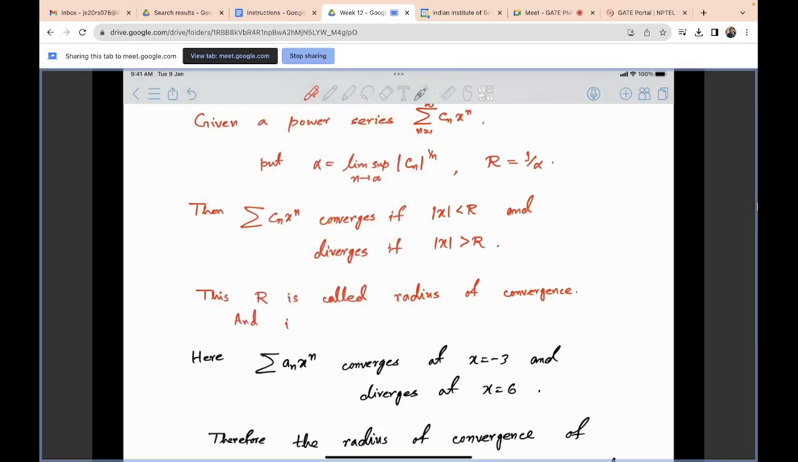The interval of convergence is minus r to r, because at the point r we don't know. If we know that at the points r and minus r the series is convergent, then we can take the closed interval minus r to r.